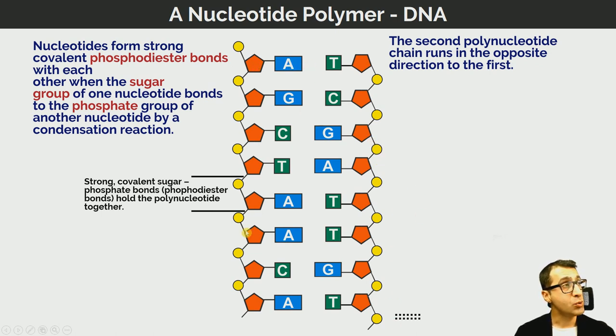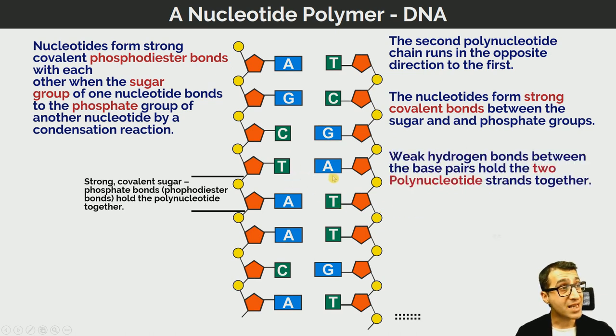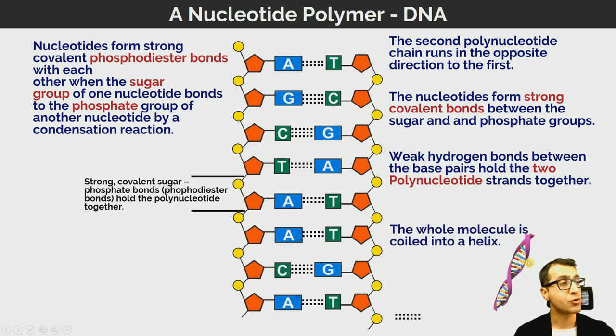However, the two backbones, if you like, are not connected to each other via covalent chemical bonds. Instead, you have hydrogen bonding, which is a form of intermolecular bonding or physical bonding between the adjacent nucleotides, or rather, the adjacent nitrogenous bases of the adjacent nucleotides. And so the nucleotides have strong covalent bonds between each other, but there are relatively weaker hydrogen bonds between the base pairs, and it's these hydrogen bonds between the base pairs which hold the two polynucleotide strands to each other. And so the whole molecule then coils itself into a double helix structure like this.